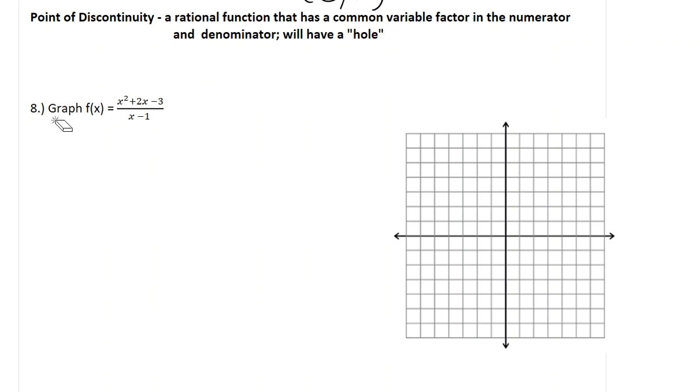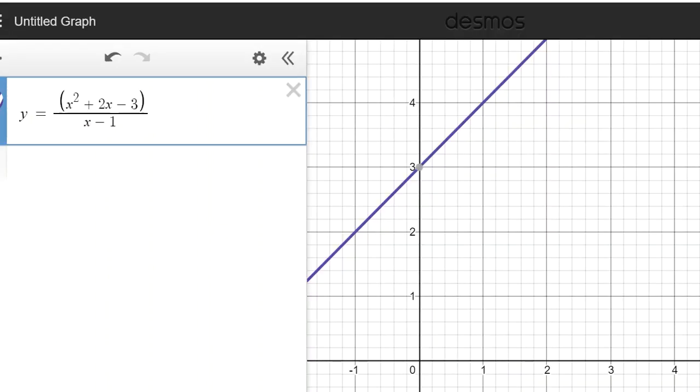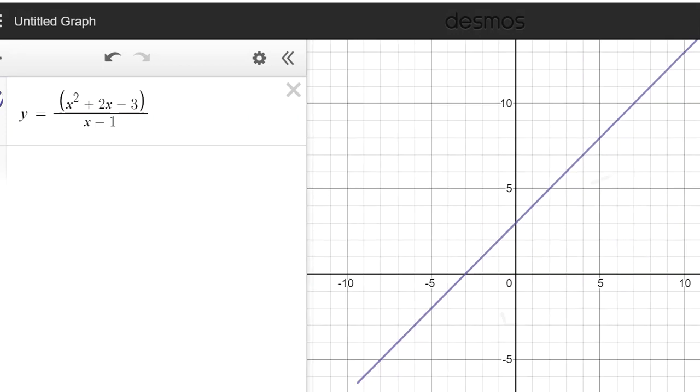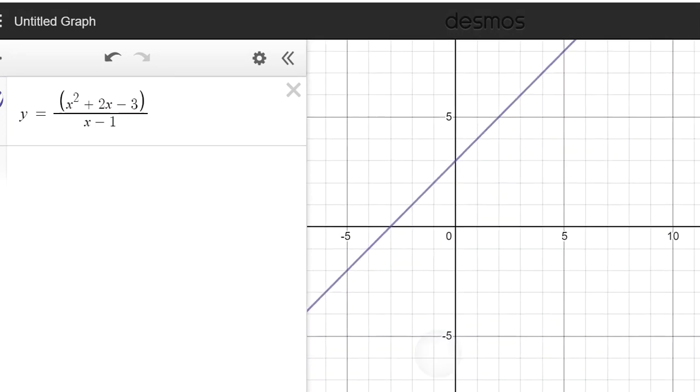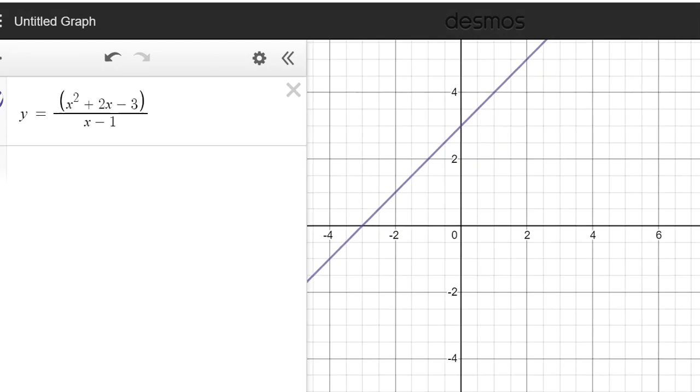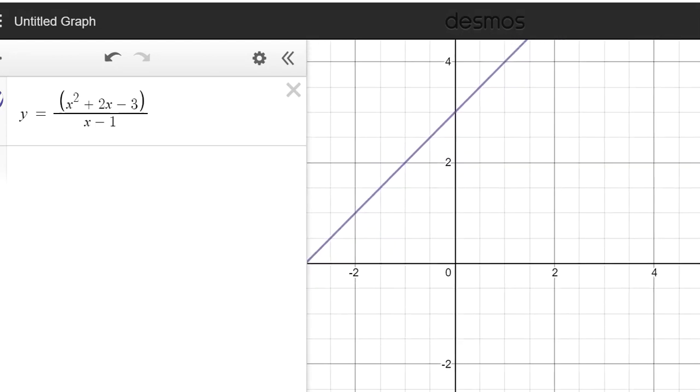We're going to take number 8 first. We have the function f of x equals x squared plus 2x minus 3 over x minus 1. I'm going to put it in decimals so we can just take a look at what happens at the graph. If you look at this graph, you'll notice that it looks like a linear line. And if I zoom out, you'll see that it is a linear line. And there's no asymptotes, even though it's clearly a rational function.